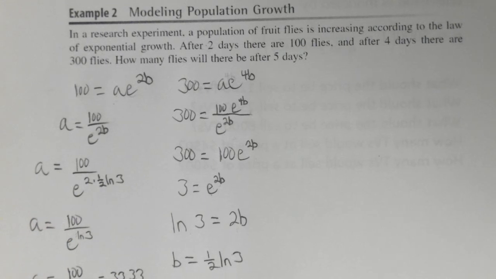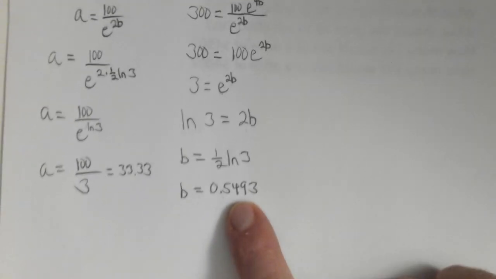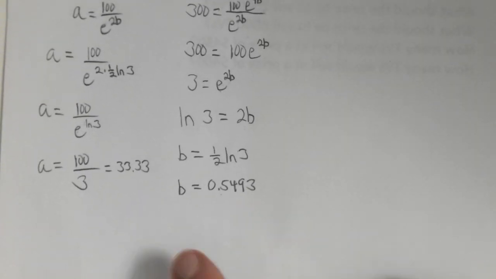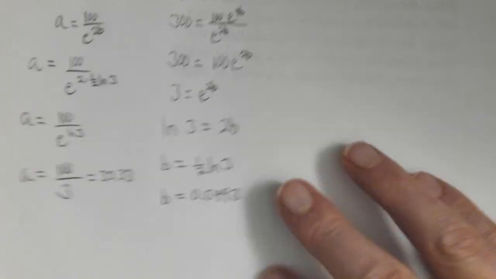So at this point, look what I've done. I've figured out the value of b, okay, and I've also figured out the value of a. I have those two things. So at this point, I can now take those and plug those into the original equation, and then I've got an equation that I can use to find how many flies after 5 days.